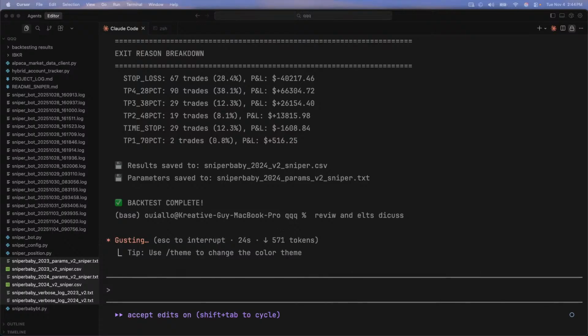Let me do this. Again, what we are doing, we are QAing our bot right now. We have a few things to get fixed, right? So I'm waiting to see what the results are from this.